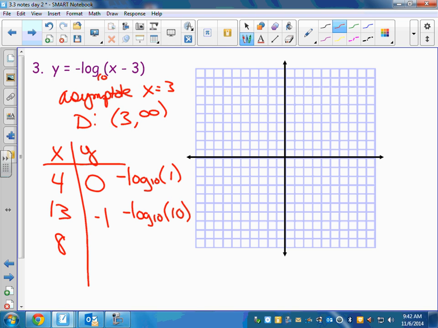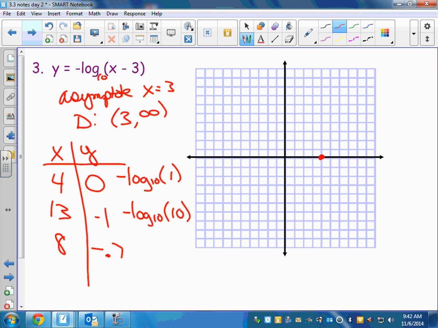And you can just type that directly in your calculator. You can just hit negative log, because that's base 10. And then you could just say 8 minus 3 is 5, or you could actually just write 8 minus 3 and do no brain work at all. And I got negative 0.7. That should be enough to make the shape if you know what the general shape looks like.